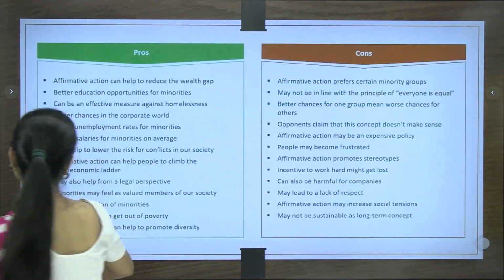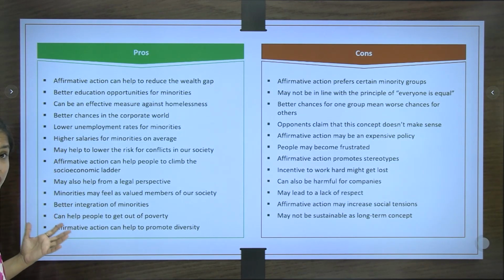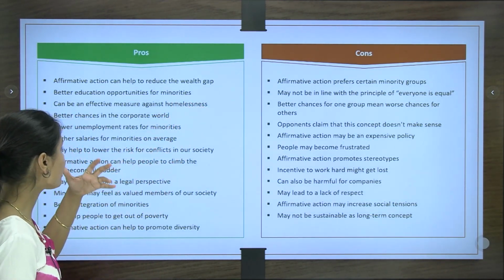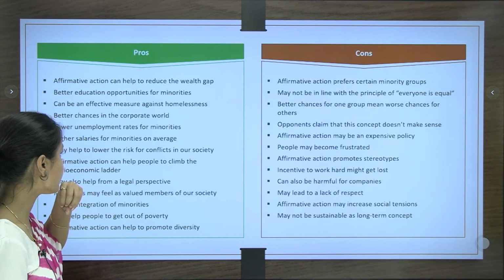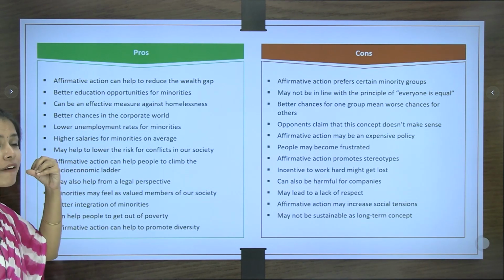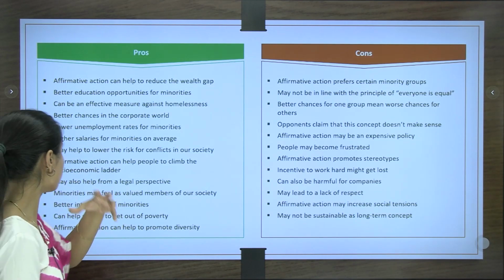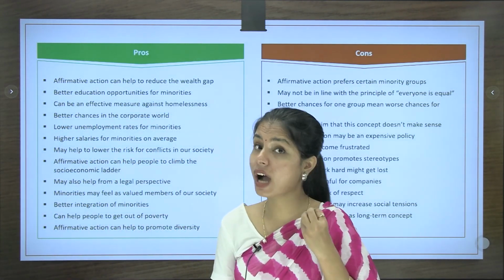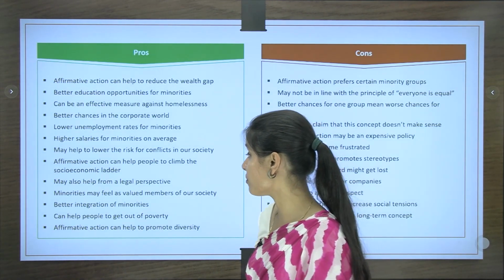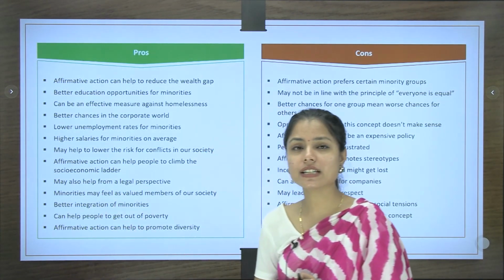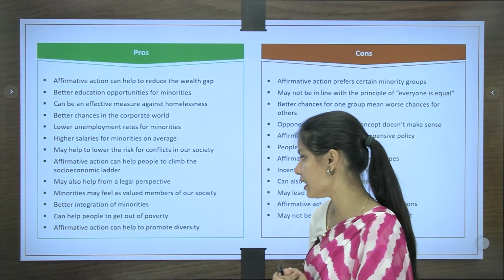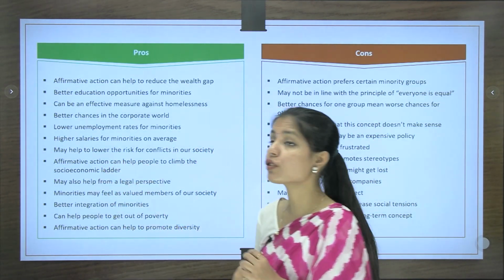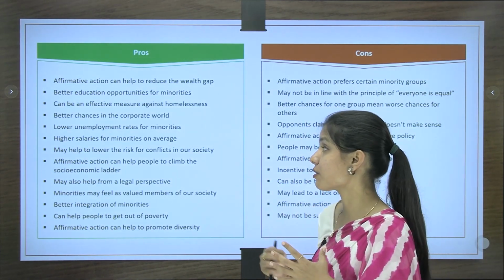There are certain sections who believe that, of course, affirmative action is needed. There is huge wealth gap. There are so many people facing social inequalities. There are so many people who have faced the problems generation to generation, and to help them move up the ladder, you have to have affirmative action. There are people who say that it leads to integration in a society. It can help promote diversity. It can help people come out of poverty, etc.